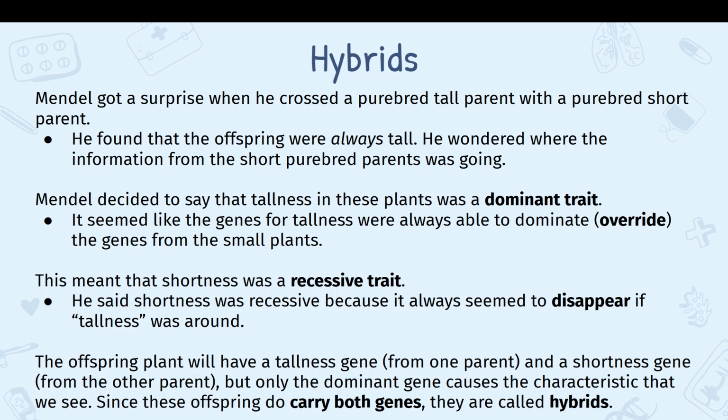Even though that genetic trait is there, the genes for it are there, because shortness was a recessive trait in these pea plants, it just wouldn't show up if there was tallness there. Now, those plants, because they're carrying tall and short genes, even though we only see the tallness, we refer to them as hybrids because they still carry information for both tall and short.